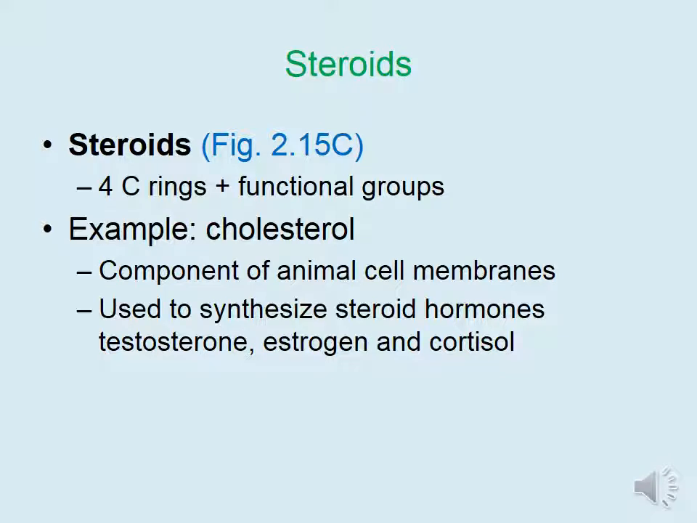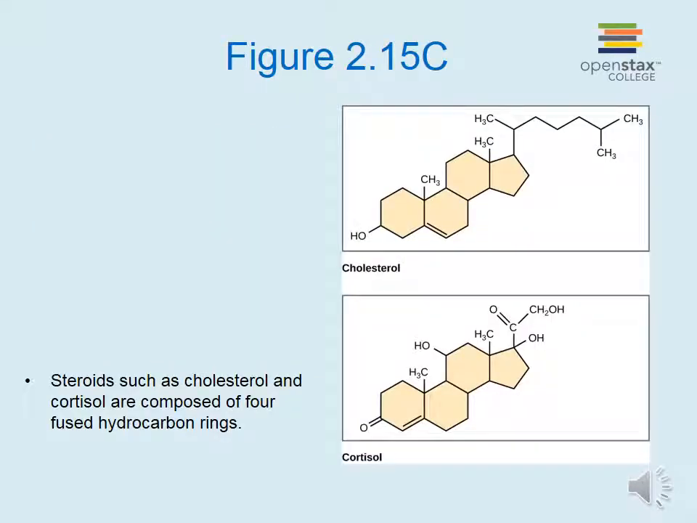Steroids are the second group of lipids, but they look nothing like triglycerides as they consist of 4 carbon rings with functional groups attached. An example of a steroid is cholesterol, which is found in egg yolks, for instance. While cholesterol does get a lot of negative attention in our diets, we do need some cholesterol in our bodies, as it is a component of animal cell membranes, and we also use it to synthesize the steroid hormones testosterone, estrogen, and cortisol. Steroids, such as cholesterol and cortisol, are composed of 4 fused hydrocarbon rings.